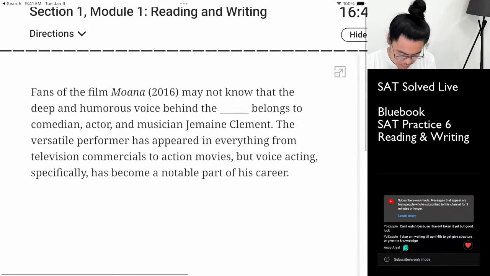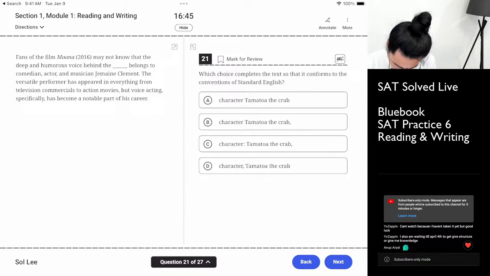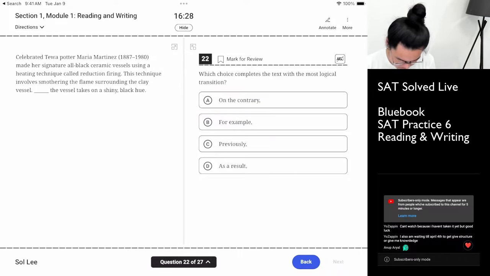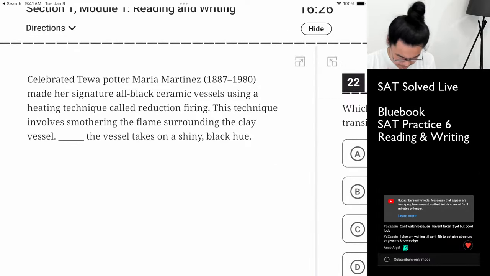Fans of the film Moana may not know that the deep and human voice behind the character Tamatoa the crab belongs to the comedian Jemaine Clement. Okay, I didn't know that. Hilarious. Jemaine. Moving on.